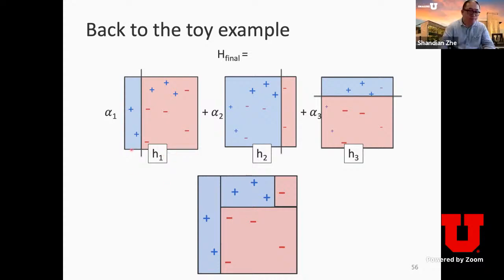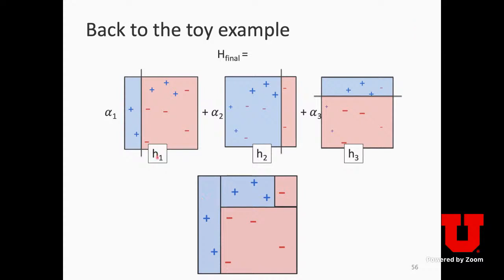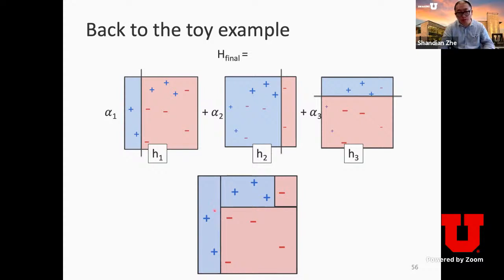Let us put it this way. If you take a look at any training example at this line, you have predictions from H1, H2, and H3. And finally you see that the prediction made by H1 has the largest vote.